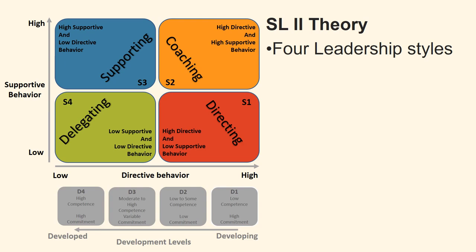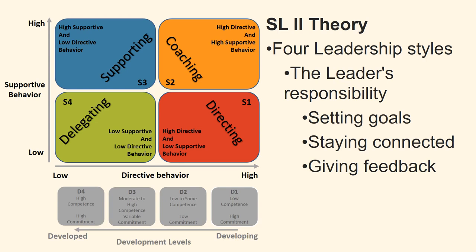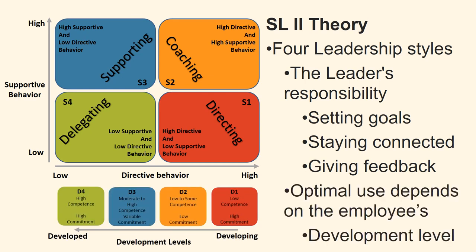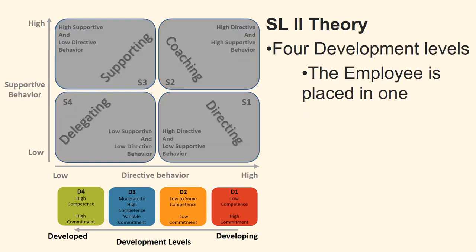According to the theory, the leader has 4 possible leadership styles to choose from. In all 4 styles, the leader is responsible for setting the goals, staying connected with the employee, and giving feedback. The optimal use of the 4 leadership styles depends on the employee's level of development. We will now review the second approach of the theory, the 4 development levels at the bottom of the model. The individual employee is placed in one of these 4 levels.